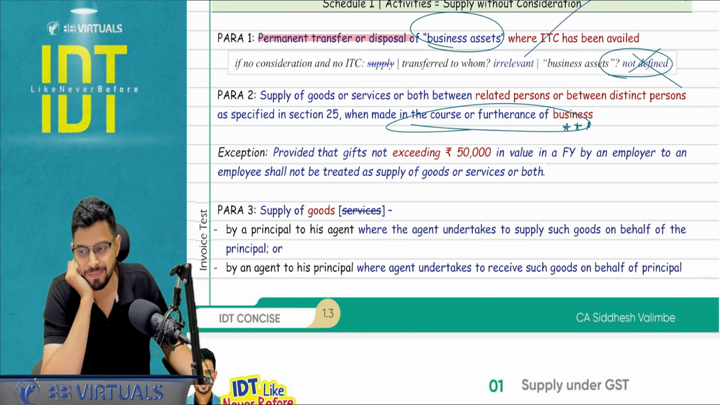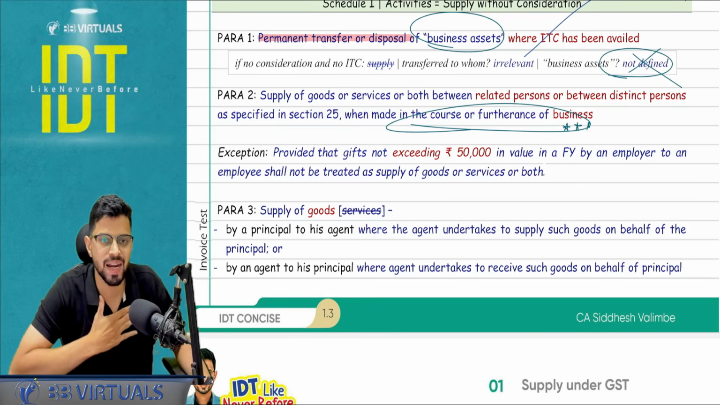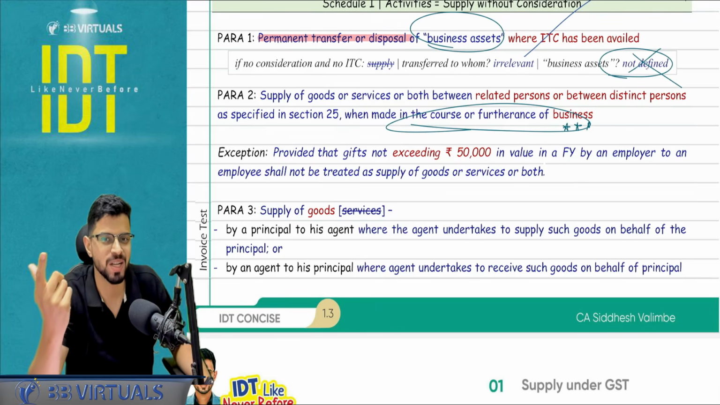Absolutely clear, guys. Understanding it, there is a satisfaction that comes with the understanding.